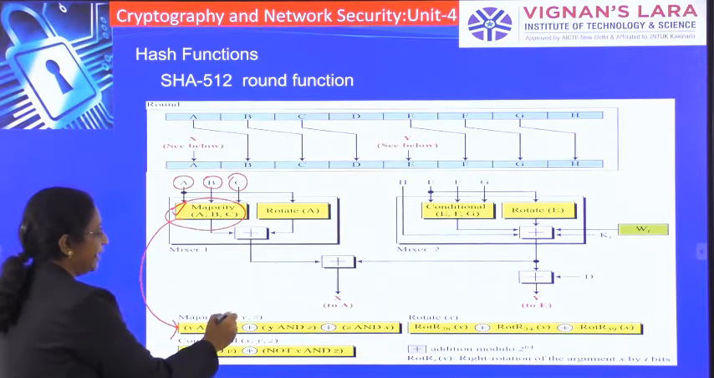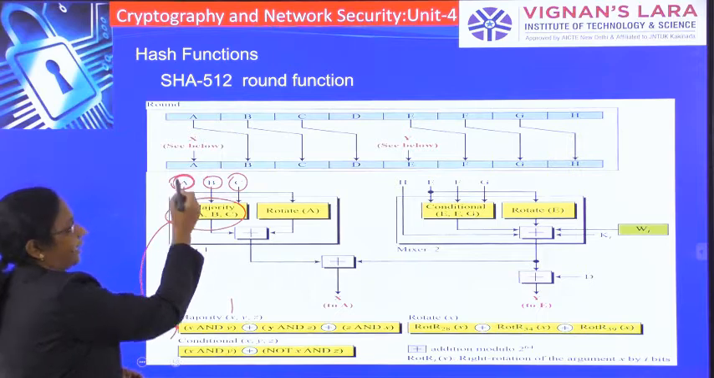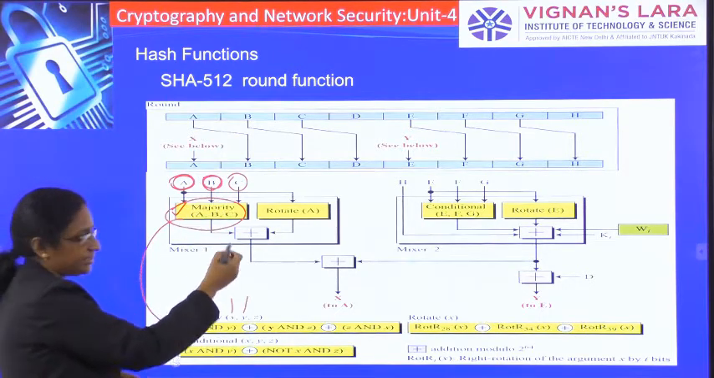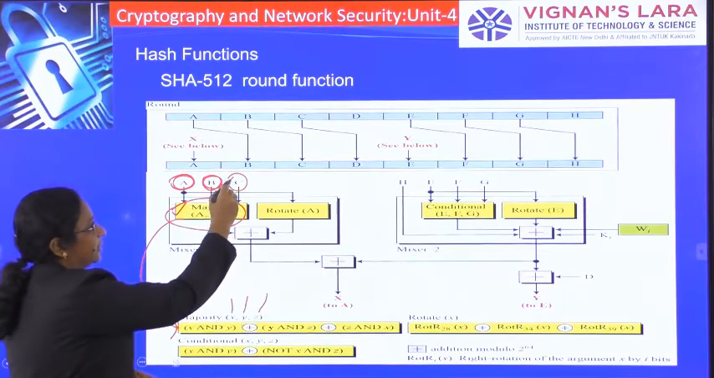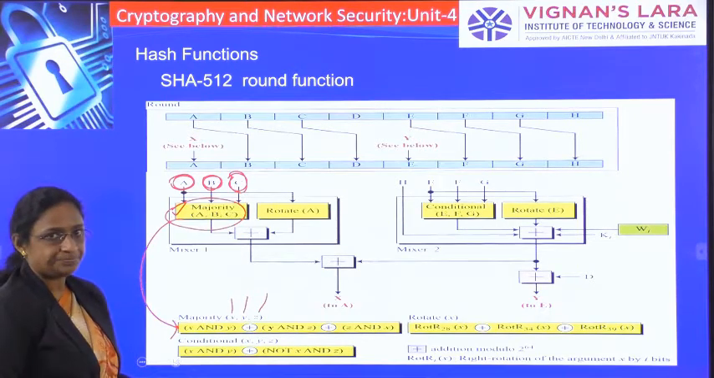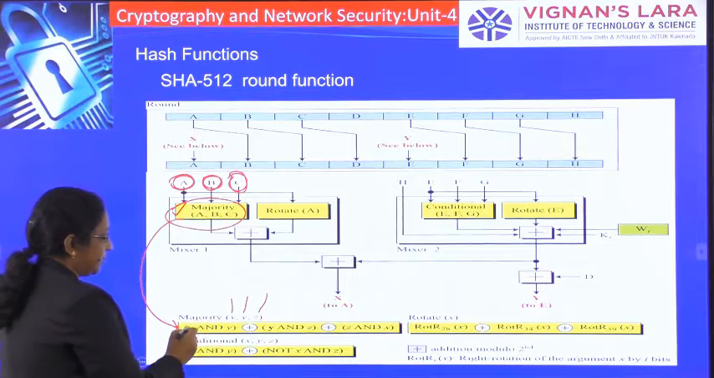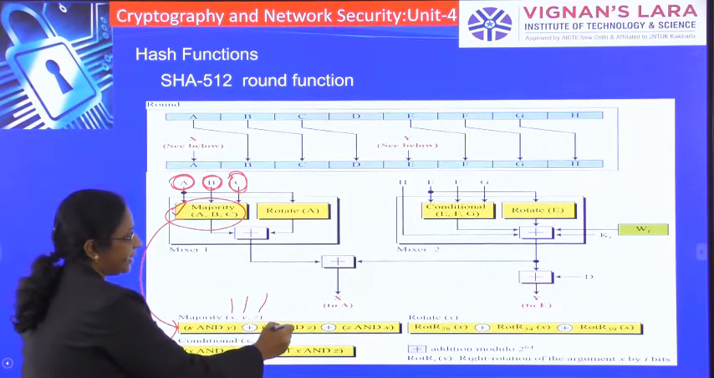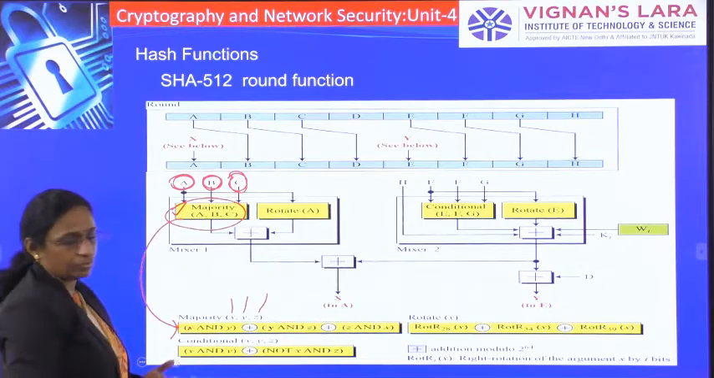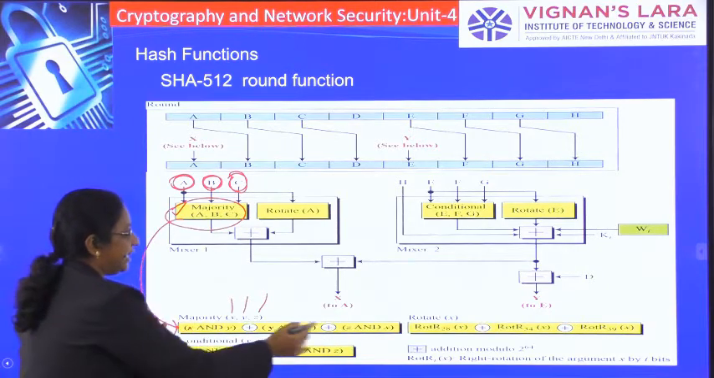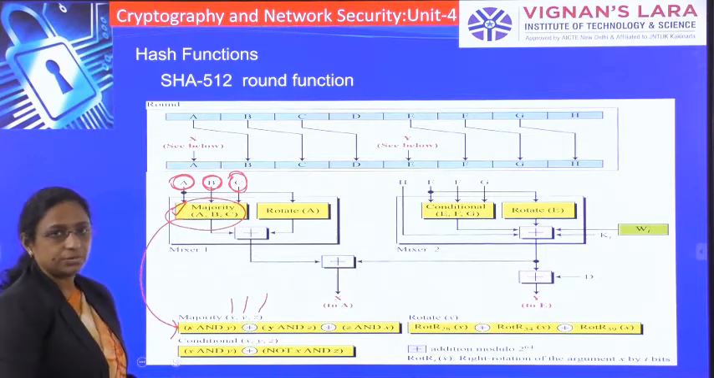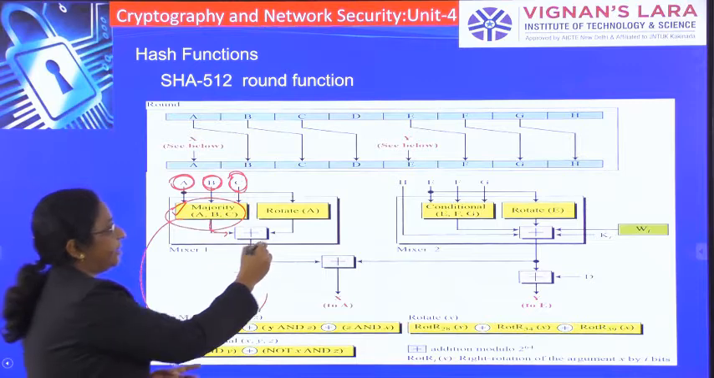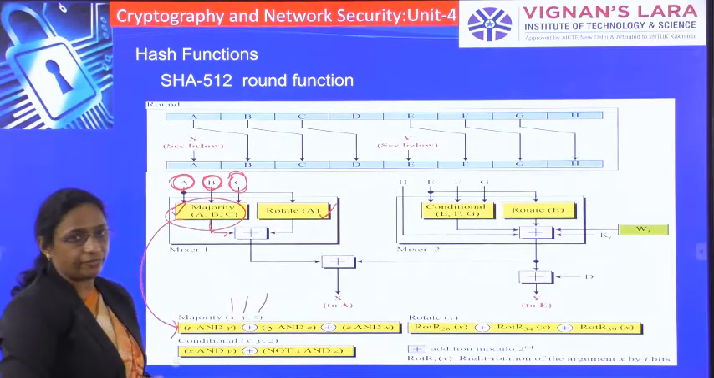X, Y, Z in the sense that X are the bits in A register, Y are the bits in B register, and Z are the bits in C register. X and Y go through an AND operation, Y and Z an AND operation, Z and X an AND operation, and finally all these are XORed. The output of this function, and then you will be doing a rotation with A.